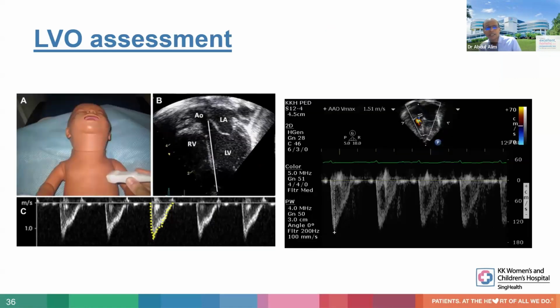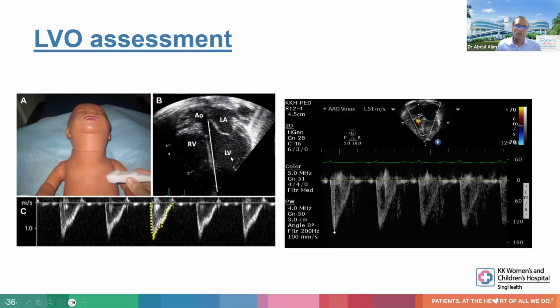Another measurement is the left ventricular outflow assessment. This is a slightly advanced measurement. We don't use this routinely because it is a little time consuming for our trainees. Some of the advanced users use it, but I'm teaching this for completeness' sake.